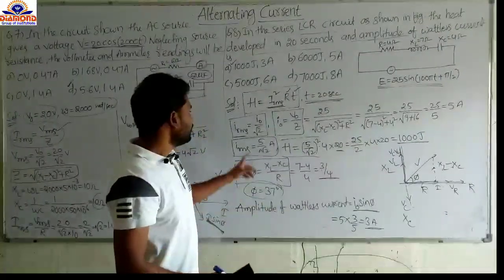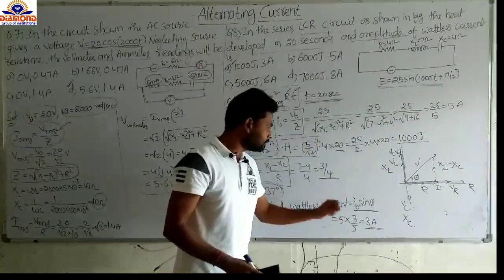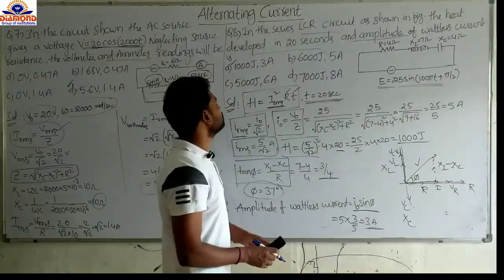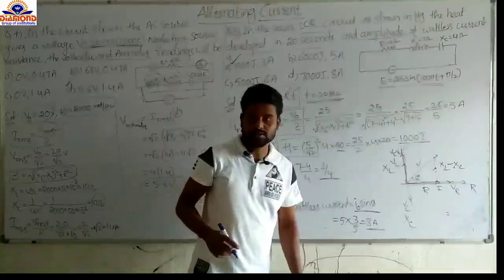Okay, so the heat developed is 1000 joules and the amplitude of wattless current is 3 amperes. The answer is 3 amperes, 1000 joules. Option A is the right answer. Like this you have to solve the problems.